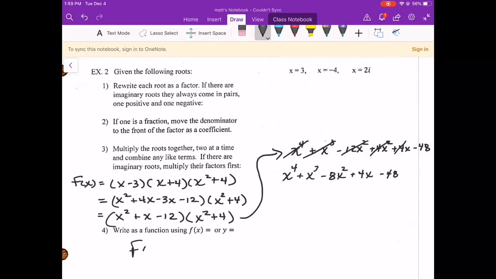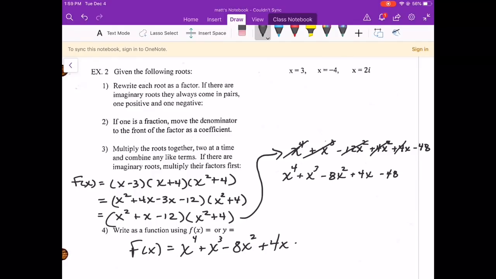So my polynomial function, f of x is equal to x to the 4th plus x to the 3rd minus 8x squared plus 4x minus 48. So that is my polynomial function that if I would factor it, and then set each factor equal to 0, I would have gotten 3, negative 4, and I would have gotten 2i and negative 2i as my answers there. Again, x to the 4th, and there's 1, 2, 3, 4 answers for my polynomial.